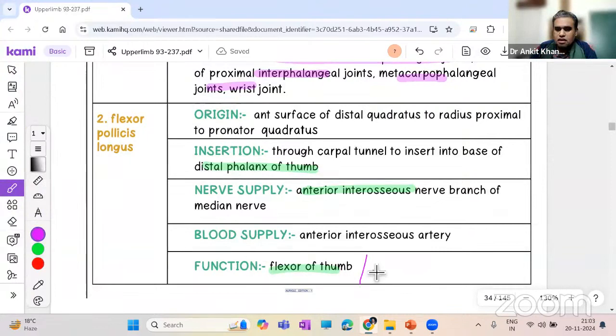It is the flexor of the thumb, and also the flexor of the IP joint of the thumb. So do remember this. It is the only muscle that will flex the IP joint of the thumb, because it is the only muscle, or only tendon, that is crossing the IP joint of the thumb anteriorly.